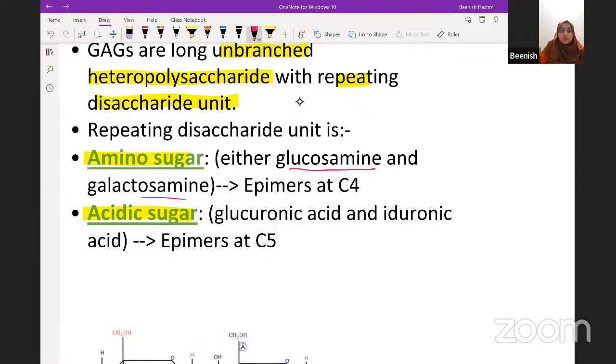And glucose and galactose, we've just spoken about it, are epimers at C4. That is, there is a difference in orientation of hydroxyl and hydrogen. Different orientation.